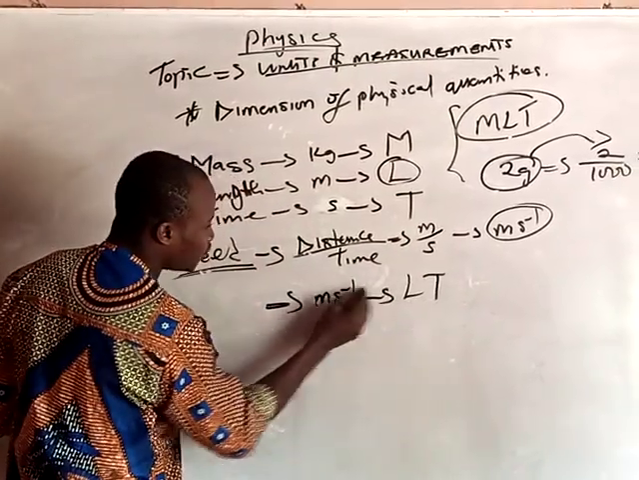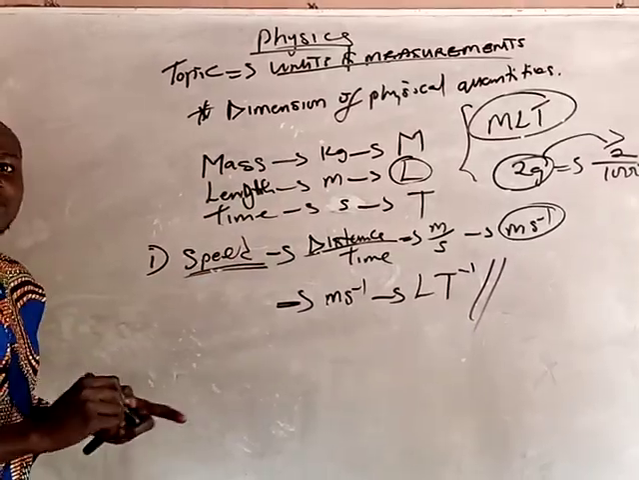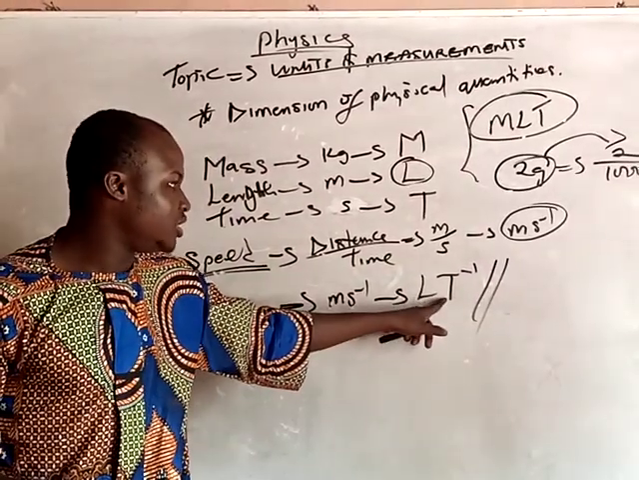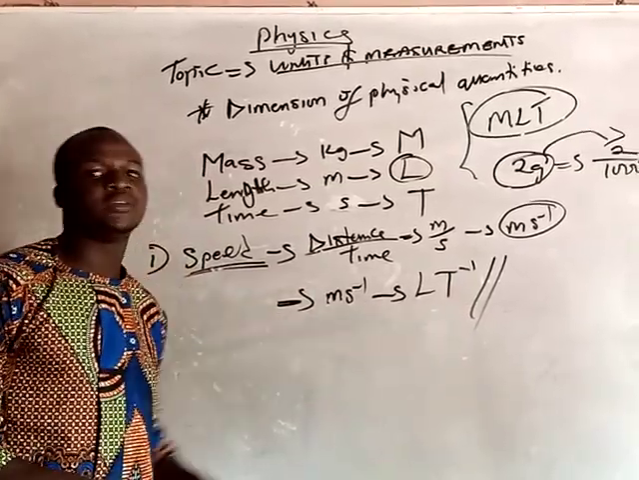So this minus 1, just put it here. So this becomes the dimension of speed. So the dimension of speed is LT raised to the power of minus 1. So this is the dimension of speed.